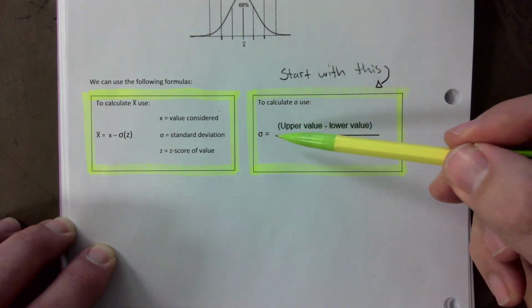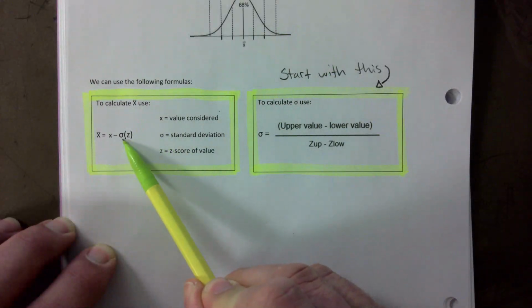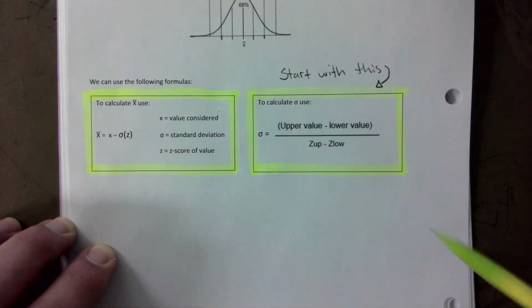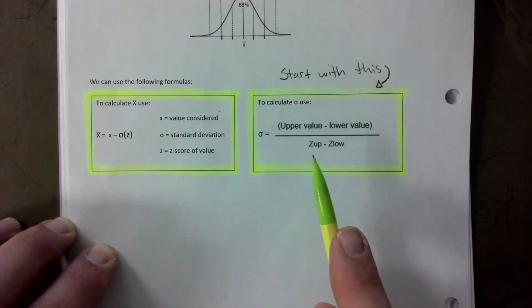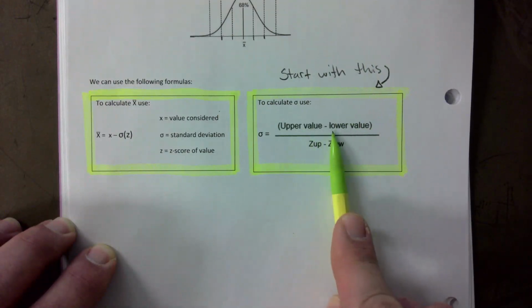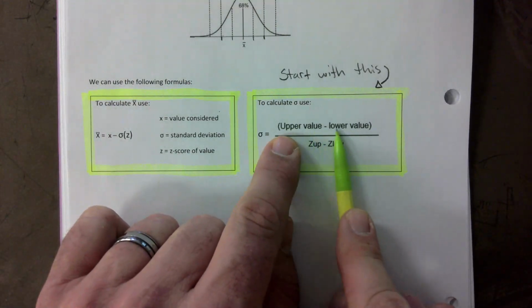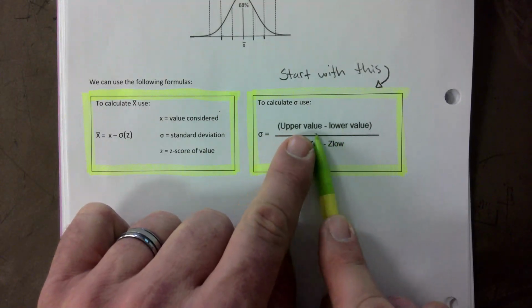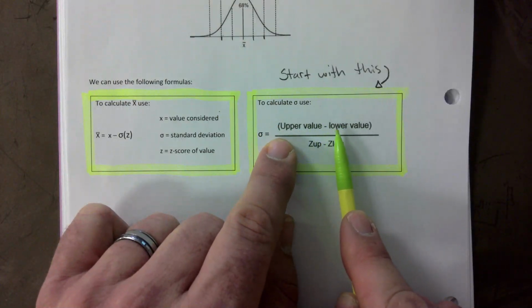Because you need to know the standard deviation in order to plug it in here and figure out your mean, okay? So that's why I start with this one. What is it saying, guys? Upper value minus lower value. Listen carefully to this one. This is going to be like weight in grams, time in years, time in hours. It's going to be actual values. It's going to be test scores.